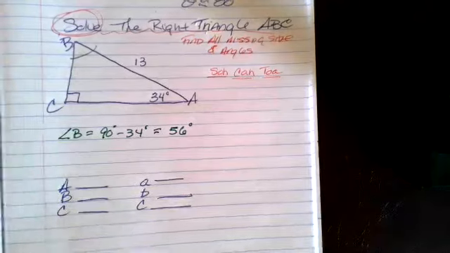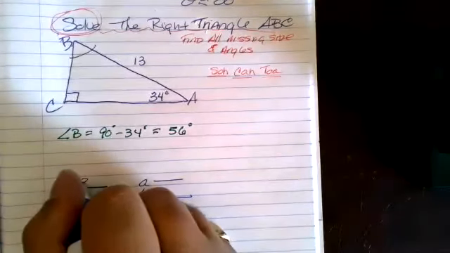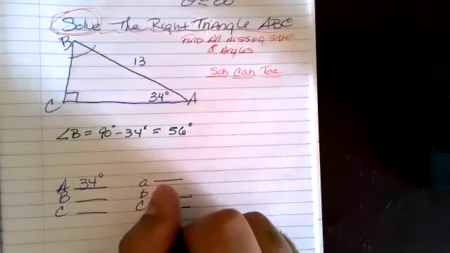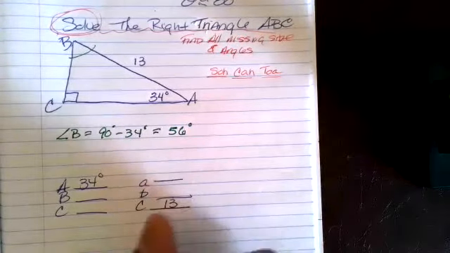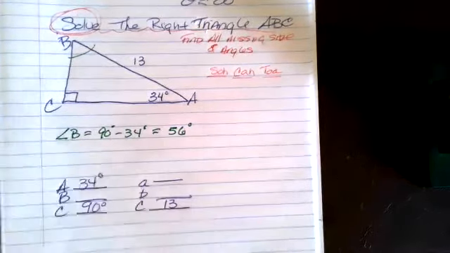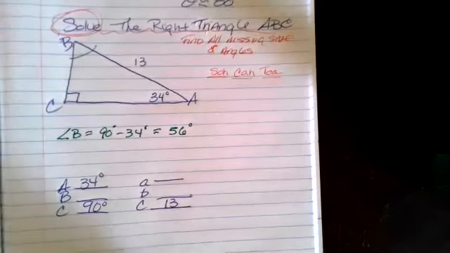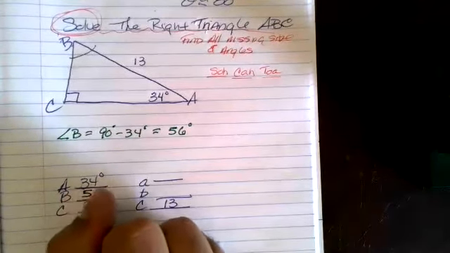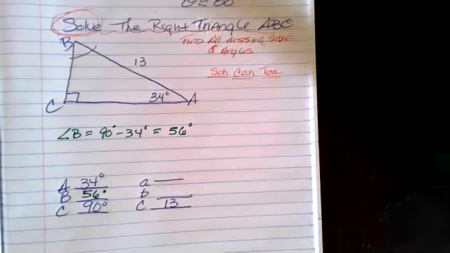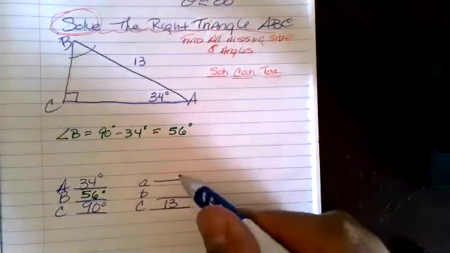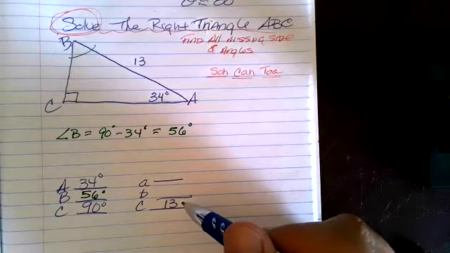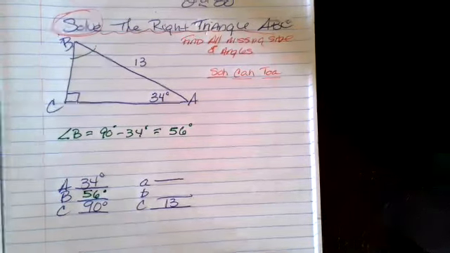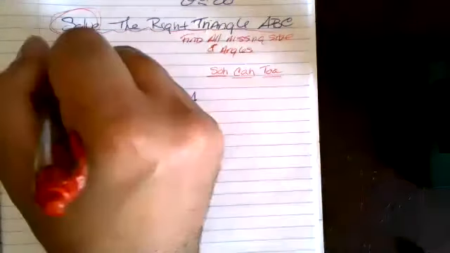They gave us angle A is 34 degrees, and they gave us side C is 13, and angle C is 90. That was the information they gave us. We found that angle B is 56. So really, all we have to find is sides A and B now. I like to move alphabetically, just to be consistent. So I'm going to look for side A.